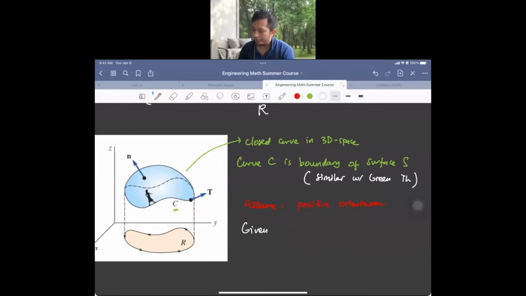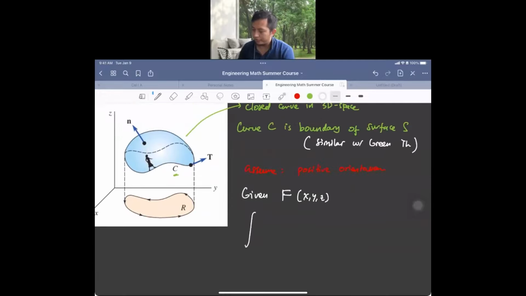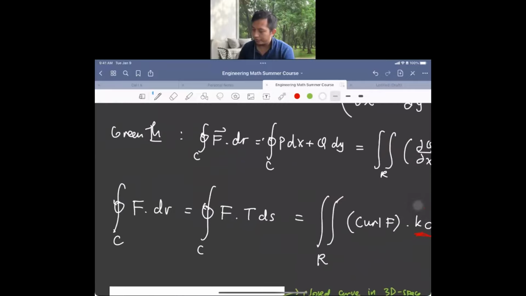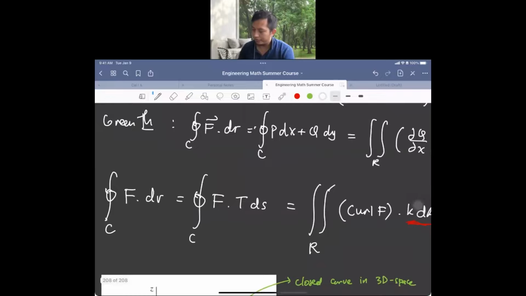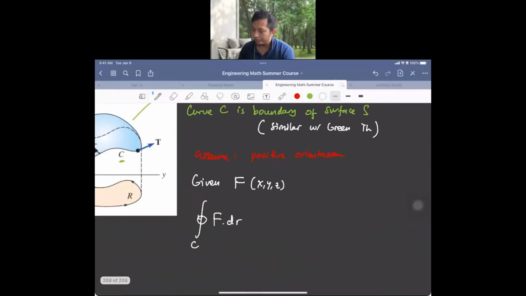So if we have a vector field F of x, y, z, for example, then what will happen if we take the line integral over the closed curve of F dot dr? This is the question. If we look at two dimensions, we just have the unit tangent T, T ds. So it is going to be F dot T ds.